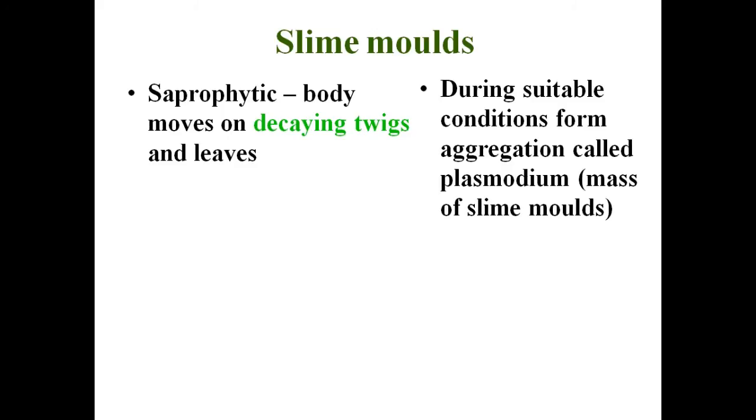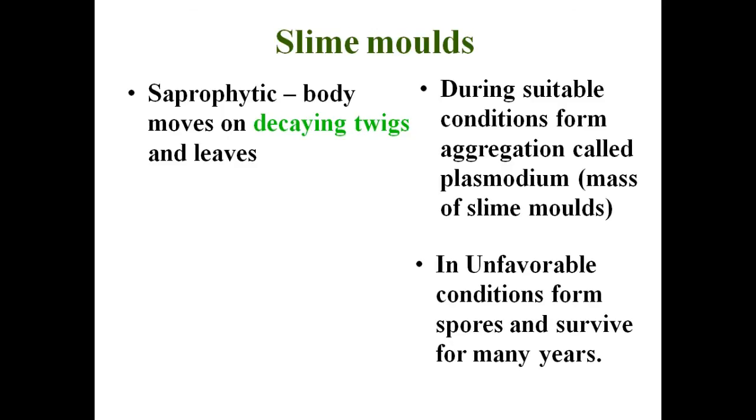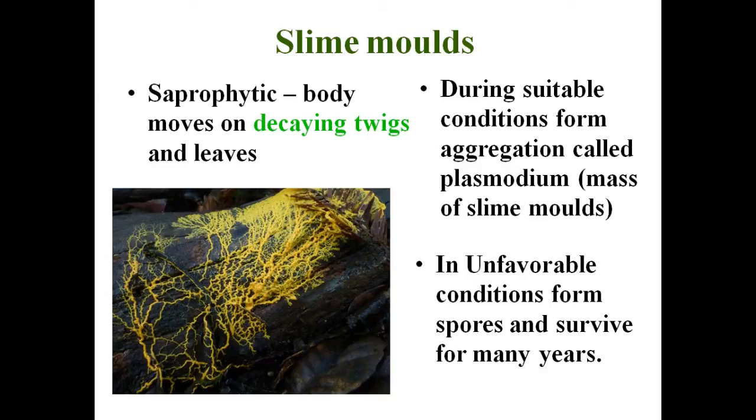Okay, the next one is slime molds. Slime molds are saprophytic protists. Their body moves along decaying twigs and leaves, engulfing organic material. Under suitable conditions, they form an aggregation called plasmodium. During unfavorable conditions, the plasmodium differentiates and forms fruiting bodies bearing spores on their tips. These spores possess true walls. They are extremely resistant and survive for many years, even under adverse conditions. The spores are dispersed by air currents.